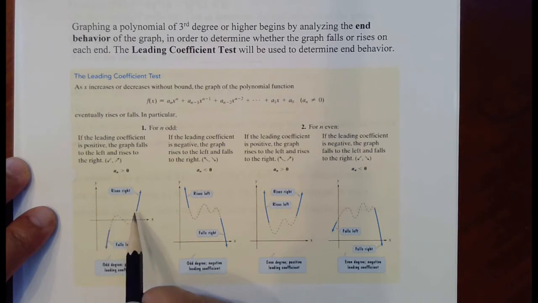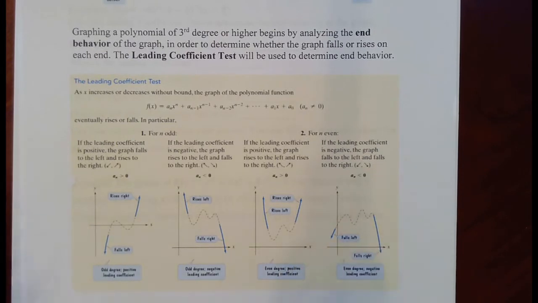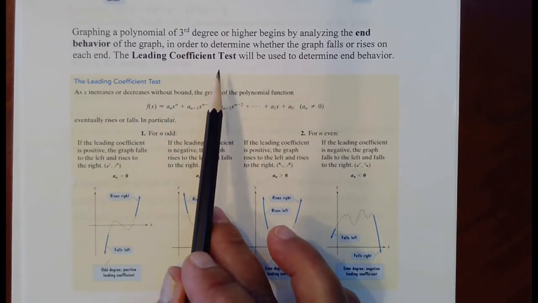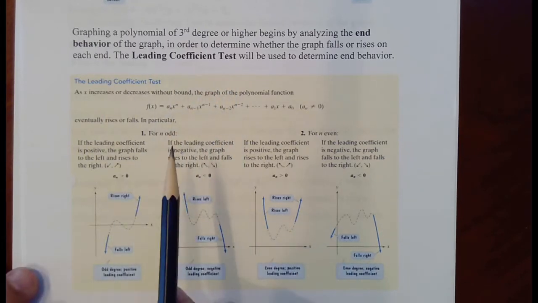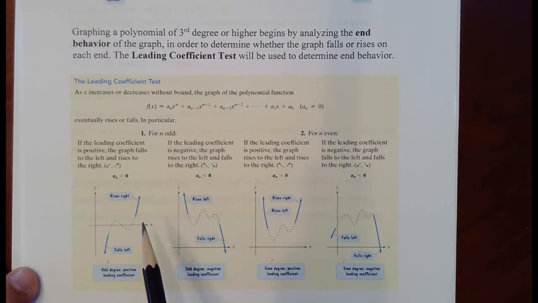So what we are studying here is a way to talk about what the right side and the left side are doing, and that's called end behavior. And the leading coefficient test is what helps us determine what the ends are doing. So sometimes you will see when you get into My Math Lab that they will be prompting you to say what happens on the right with respect to the words rise and fall.